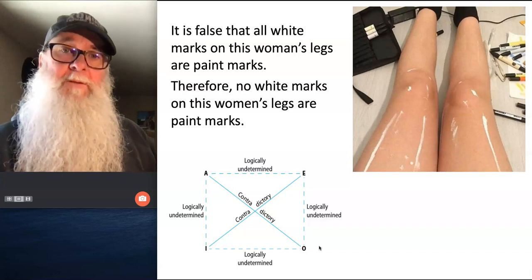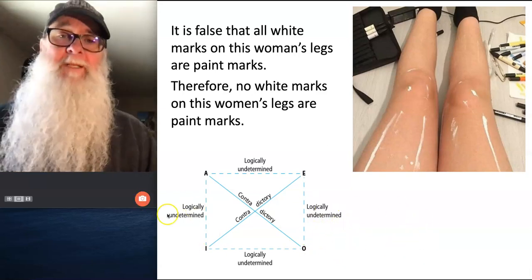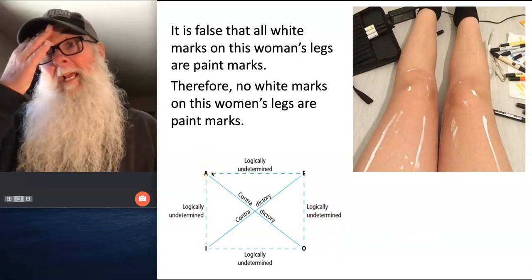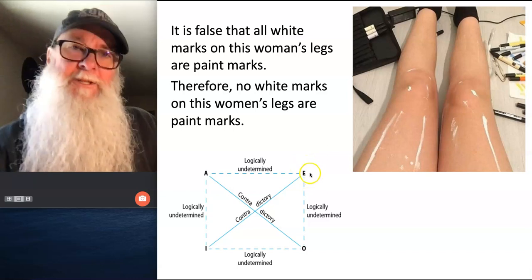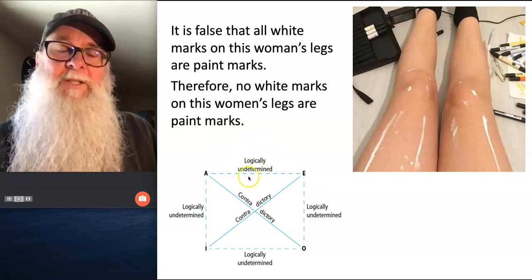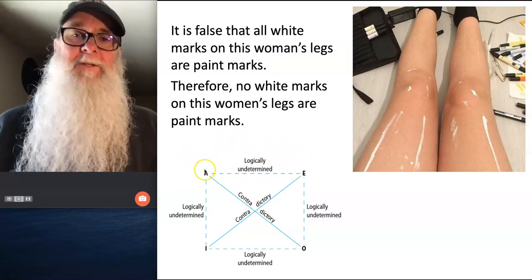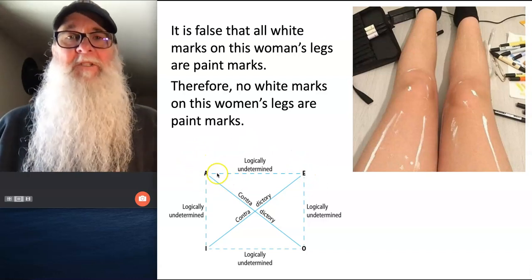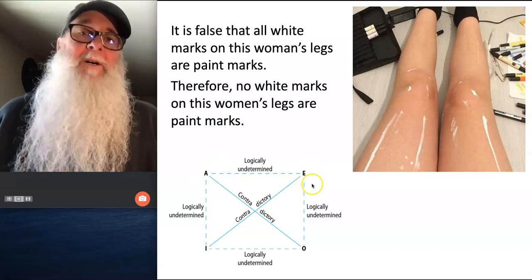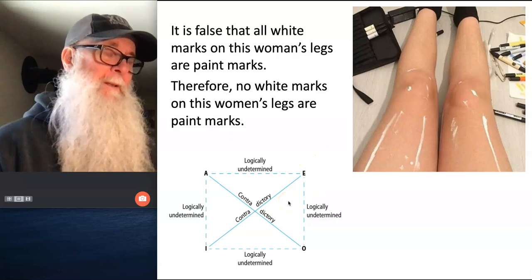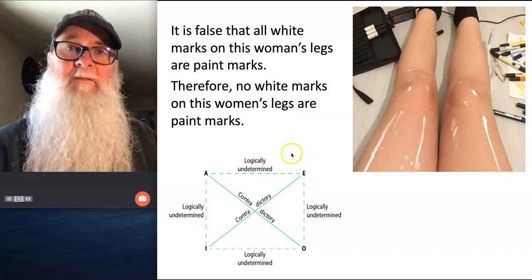Now take a look at this argument. It is false that all white marks on this woman's legs are paint marks. Therefore, no white marks on this woman's legs are paint marks. Okay? So our premise statement is an A statement that we're being told is false, and our conclusion statement is an E statement that we're being told is true. But the relationship between corresponding A and E statements is logically undetermined. That means that when I know the truth value of one, I cannot deduce the truth value of the other. So if it's false that all white marks on this woman's legs are paint marks, it could be either true or false that no white marks are. The fact that it could be true or it could be false tells me that this argument, by the modern square of opposition, is invalid.